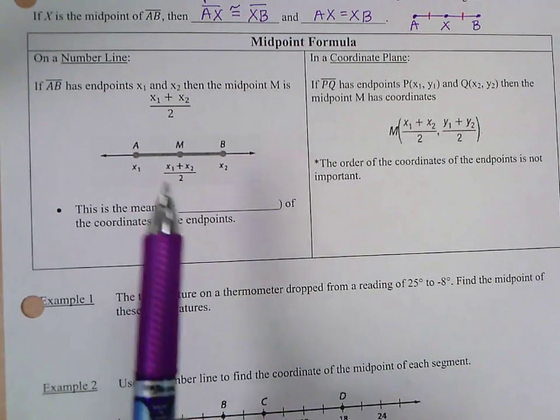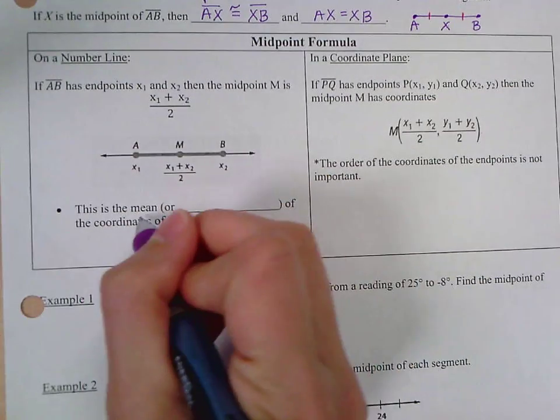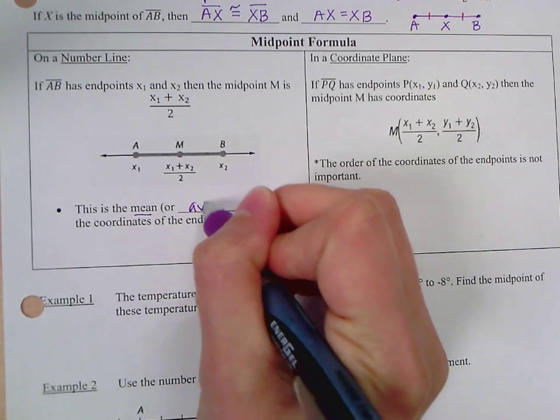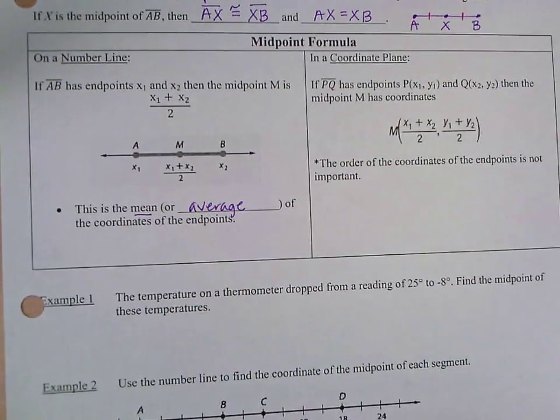What you're actually doing with this formula is finding the mean, or another word for that is the average, of the coordinates of the endpoints. When you find the average of two numbers, you are finding the middle of them, which in this case would be the midpoint if you have a number line.